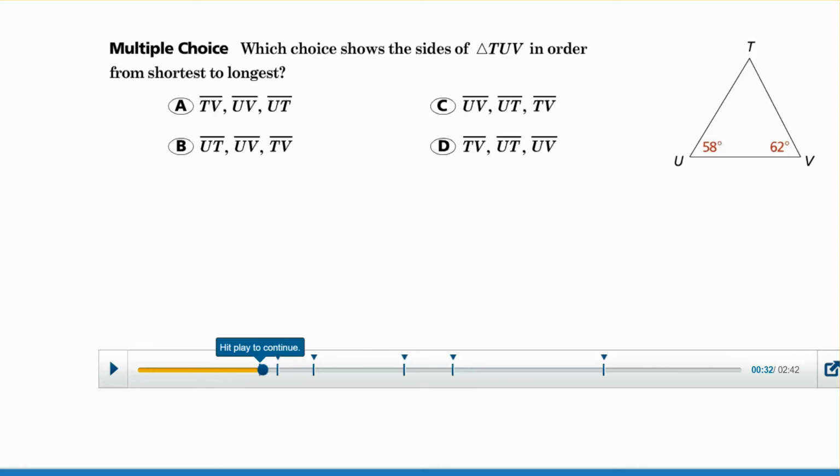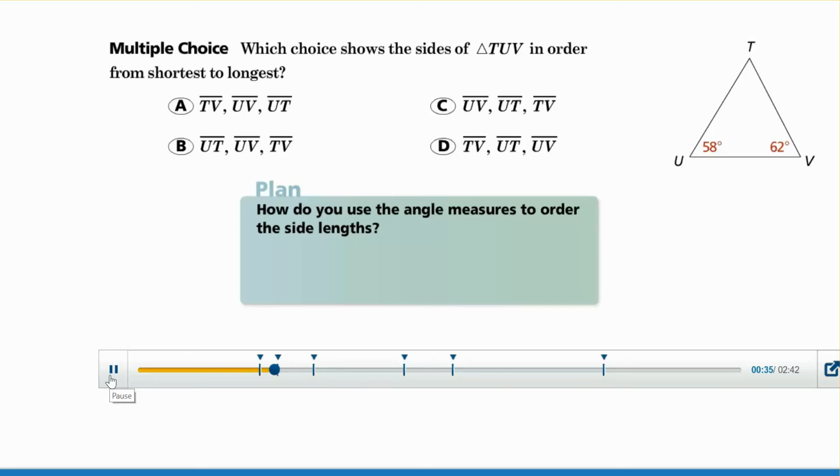And I want to interject here. Make sure you pay attention to the directions, because it asks in order from the shortest to the longest. So we're going from small to big. It's easy to miss that. So pay real close attention to the wording in your homework problems.